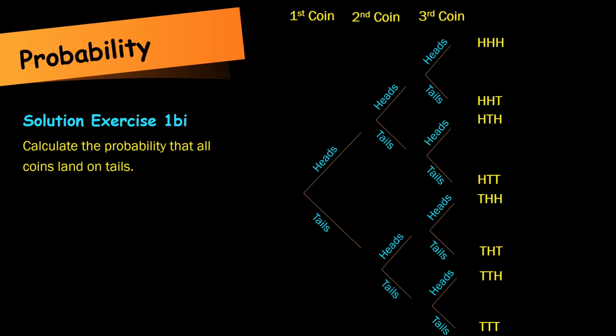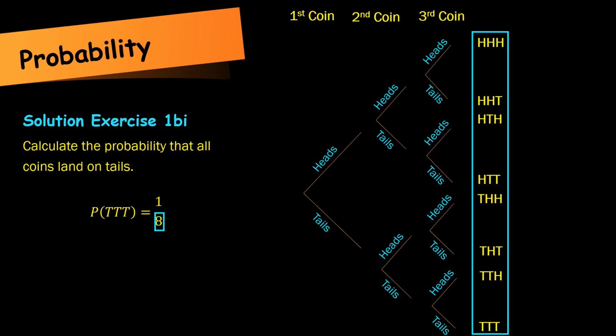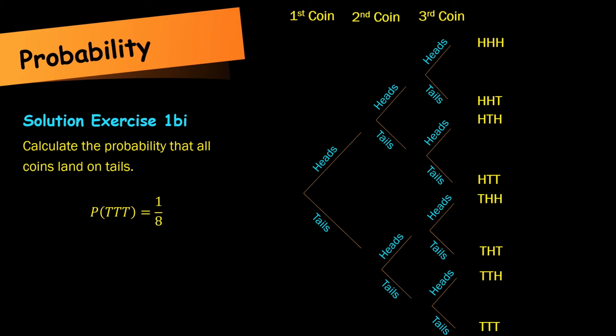And now for the next exercise. Calculate the probability that all coins land on tails. There's only one way of getting all tails, as shown here. So we have that probability of a tail, tail, tail is 1 divided by the number of possible outcomes, which is of course 8. So the probability of 3 tails is 1 over 8.